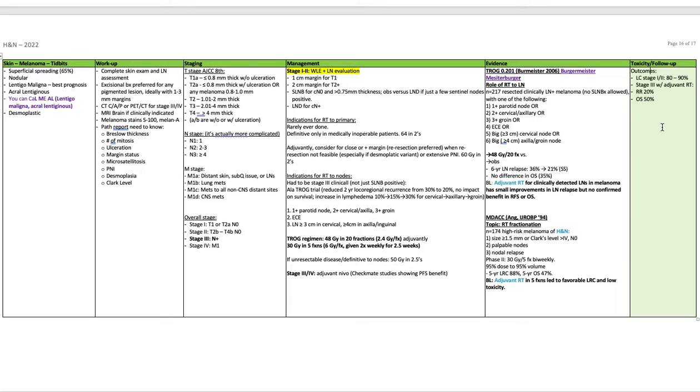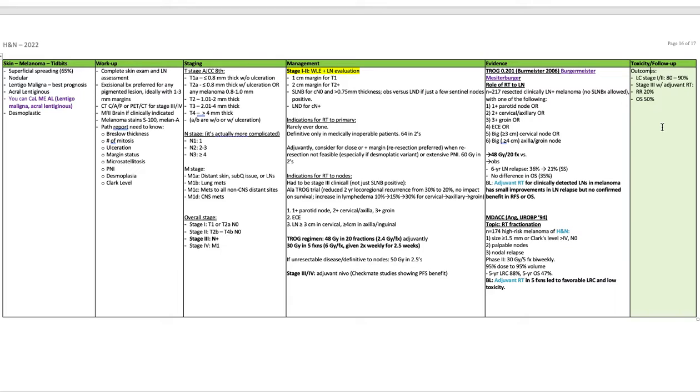A and B are with and without ulceration. T2A is less than or equal to 0.8 millimeters thick with ulceration, or any melanoma that is 0.8 to 1 millimeter thick. T2 is anything above 1 millimeter to 2 millimeters thick. T3 is anything above 2 millimeters to 4 millimeters thick. T4 is greater than 4 millimeters thick.